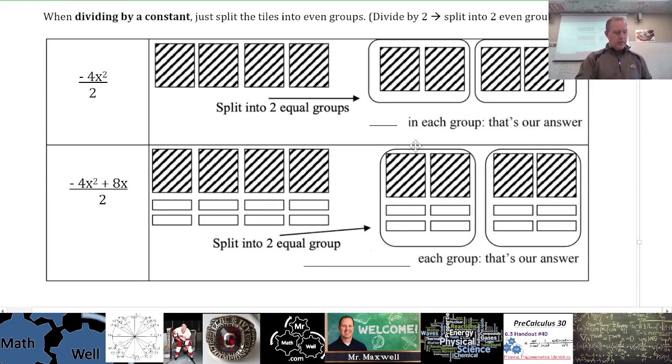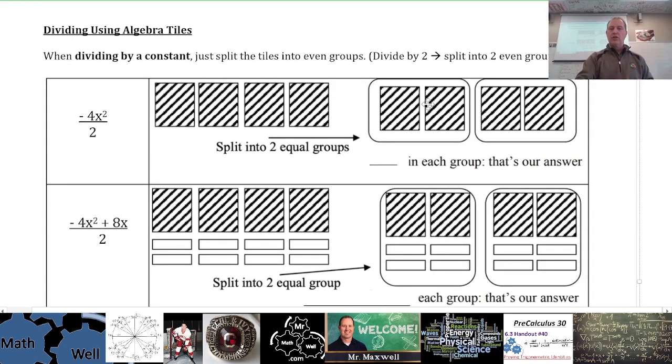So I think there should be, is there some blanks you have to fill in here? No, I don't know, split into 2 equal groups. Okay, so for this question here, we have negative 2x's, x squareds, I guess. So that's in each group, so that's your answer. So you're going to fill that in. Do you have that in your notes? Do you have that little blank?